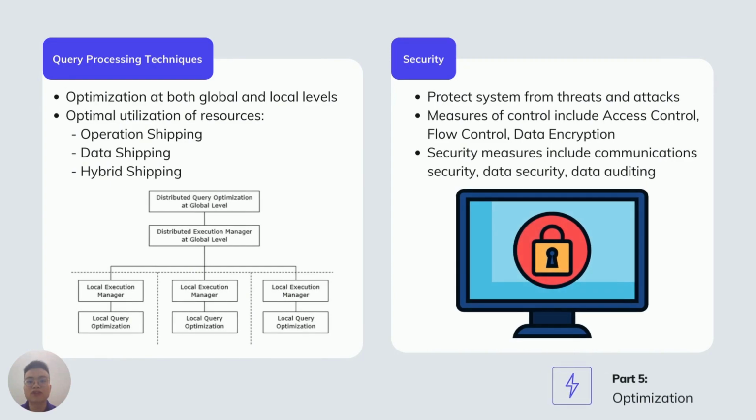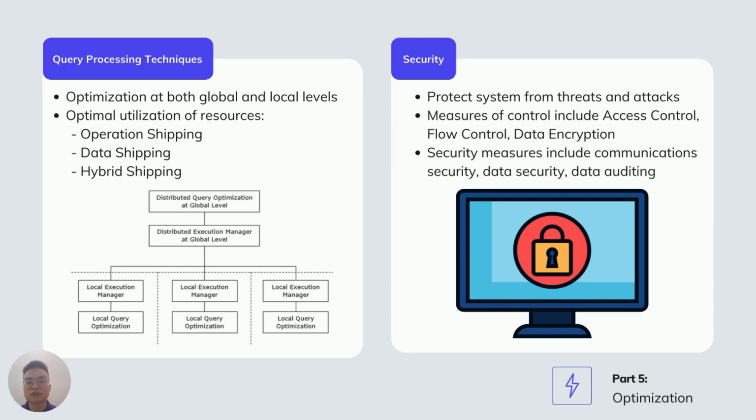Now we look at the optimization of database. To optimize database in a distributed database system, query processing ensures that data is handled at multiple locations, minimizing resource consumption at the same time. Processing a query includes optimization at both the global and local levels, and to fully optimize resource utilization, operation shipping, data shipping, and hybrid shipping approaches can be taken.